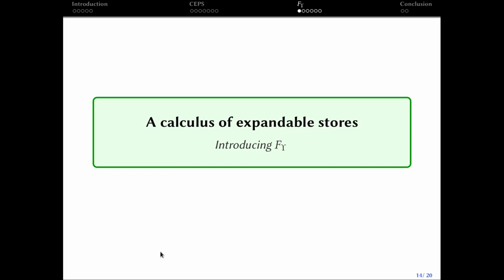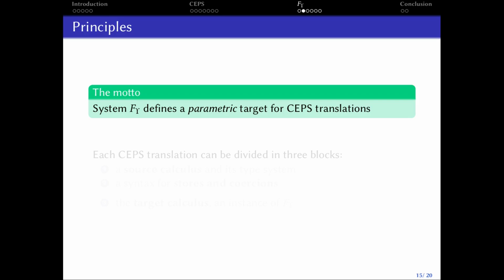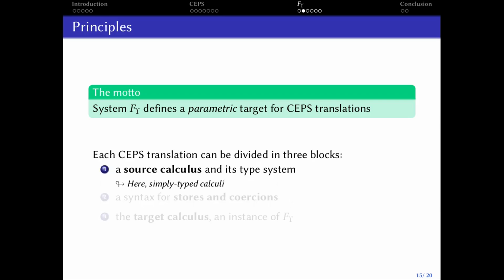So we've seen how we can hope to type a CEPS translation, and now we can present the calculus we define, F epsilon, that has all the necessary features to define such translation. Remember that our wish was to define a parametric calculus to serve as a target for different CEPS translations. Each of the CEPS translations we will see can be divided into 3 blocks.